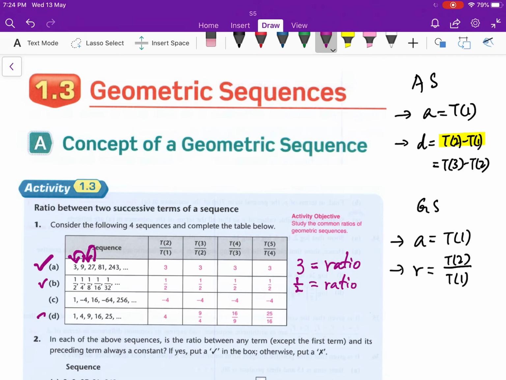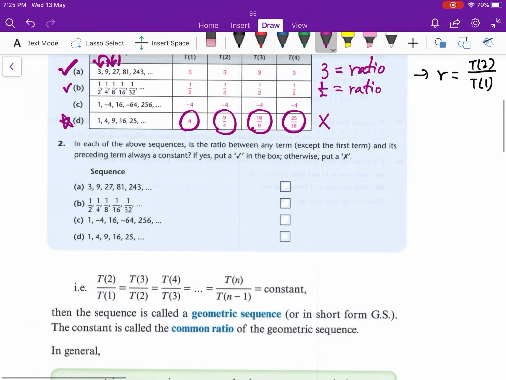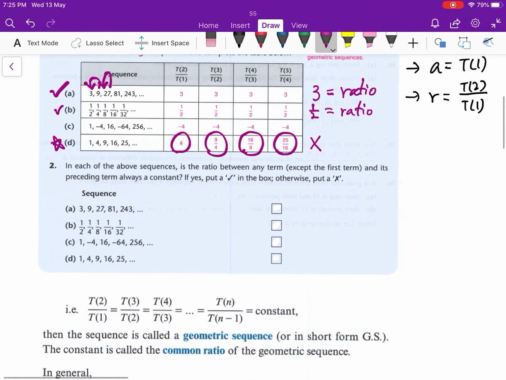Remember, this is common. If this is not common, what will happen? Look at D here, okay? 4, 9/4, 16/9, 25/16. Yes, they are ratios, but are they common? No, they are not a common ratio. So sorry, that may not be a GS, okay? Now you understand how to identify whether this is a GS or not, right? So question 2. In each of the above sequences, is the ratio between any term and its preceding term always a constant? If yes, put a tick. If no, then put a cross.